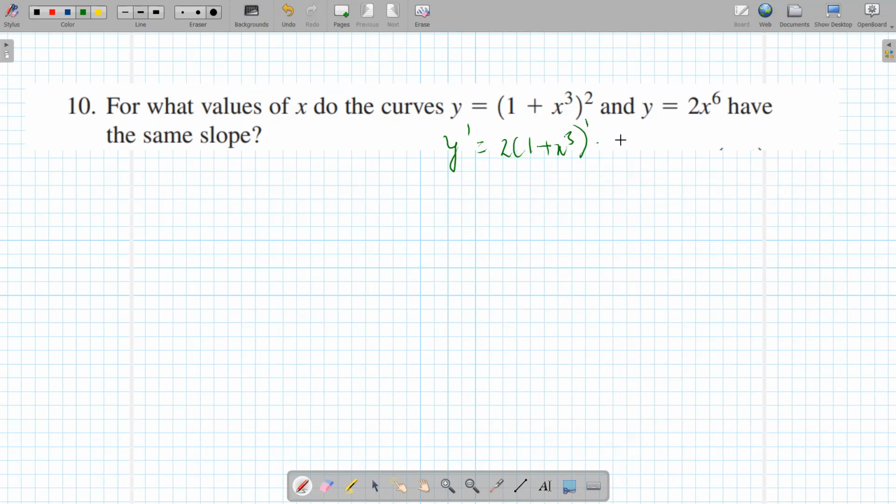3x squared. Yes. Well, this one you can actually open the brackets, and you would need to. Let's FOIL these two. Throw the two in there. What do you get? 2 plus 2x cubed. Yeah. And then we're going to multiply this by 3x squared. 2 times 3x squared is 6x squared. What's 2x cubed times 3x squared?